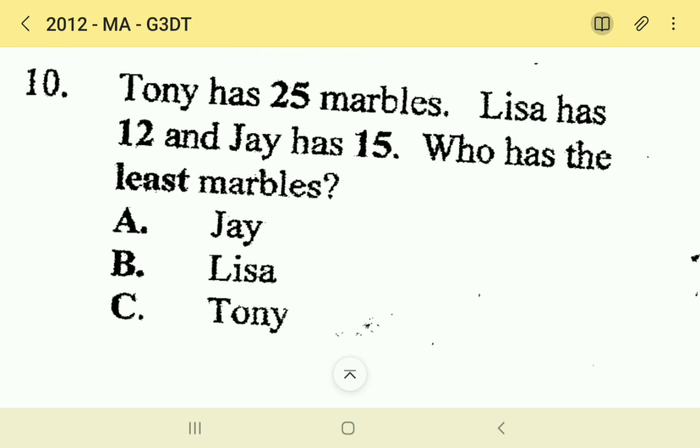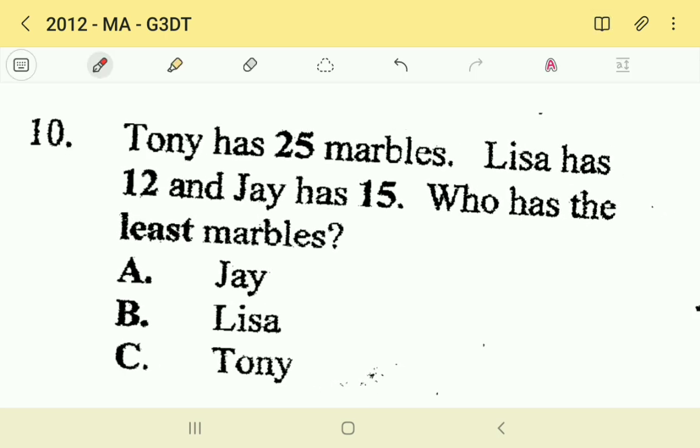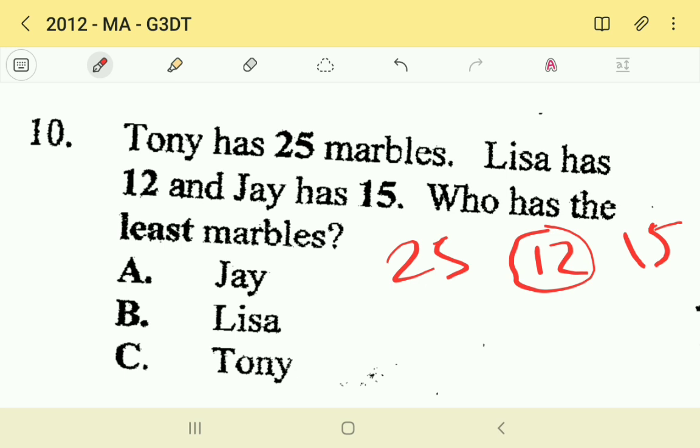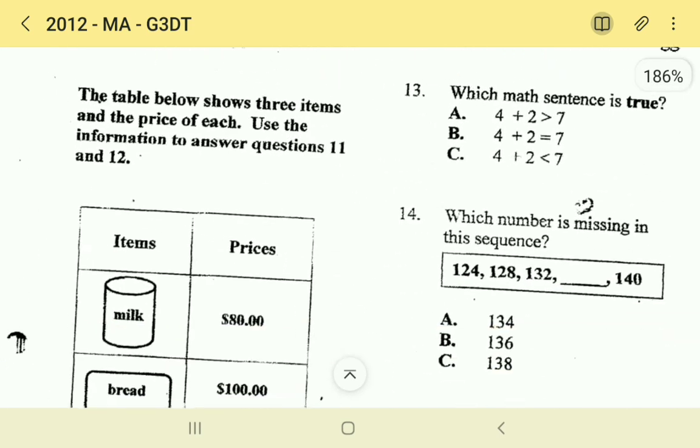Tony has 25 marbles. Lisa has 12 and Jay has 15. Who has the least? In other words, the smallest amount. You would say the littlest bit. Alright? So who has the least amount of marbles? In other words, of 25, 12 and 15, which number is the smallest or the least in value? It would be 12. And who did it say got 12? It's Lisa. So Lisa is at B. She has 12. Moving on to number 11.